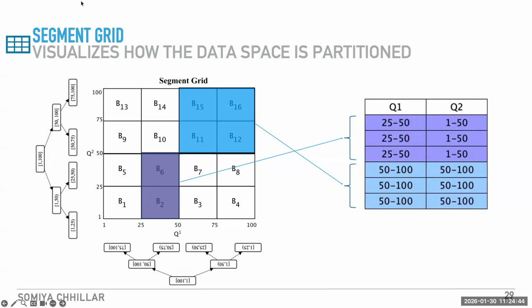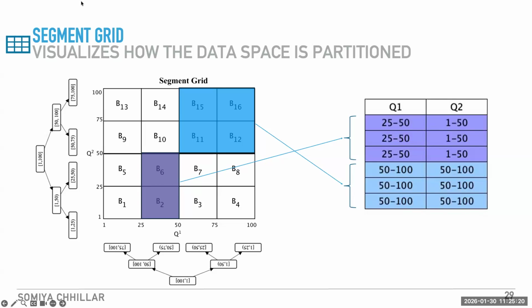Each cell in the grid is called a basic segment, and we can see that it's labeled B1 to B16. You can think of each basic segment as the finest grained generalization possible, and it corresponds to the lowest level of the generalization hierarchy. So for example, P1 here has 1 to 25 in generalization hierarchy 1 and 1 to 25 in generalization hierarchy 2.